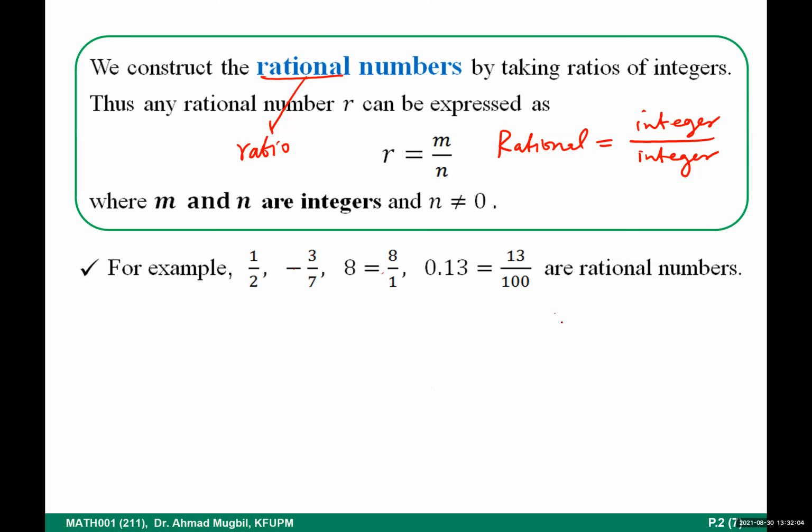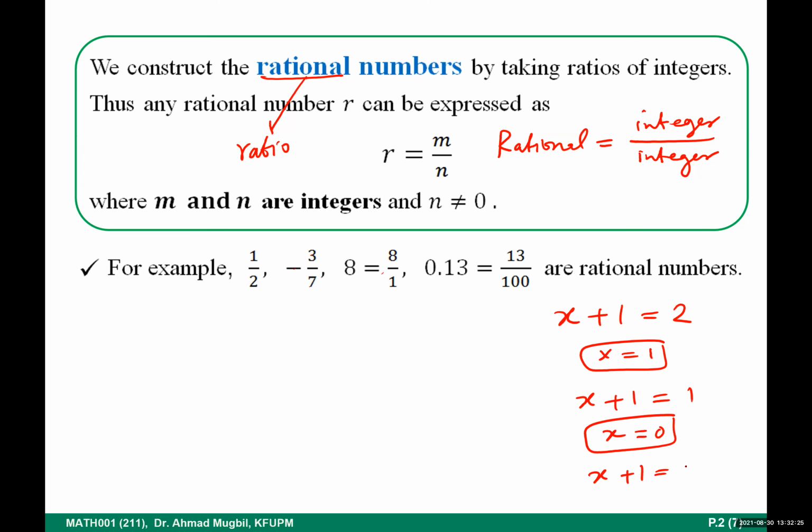Let me see. x plus 1 equals 2. What is x? It is a natural number, no need for more. The natural numbers are enough. But if we say x plus 1 equals 1, x is 0. So here, this is not a natural number, this is an integer. Now, when we say x plus 1 equals 0, x is negative 1. Now, we're still talking about integers.